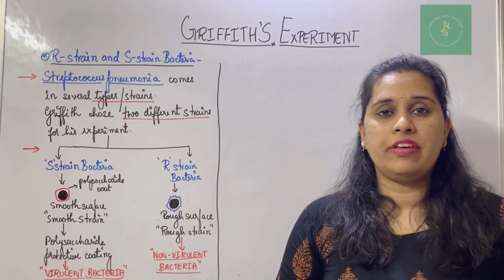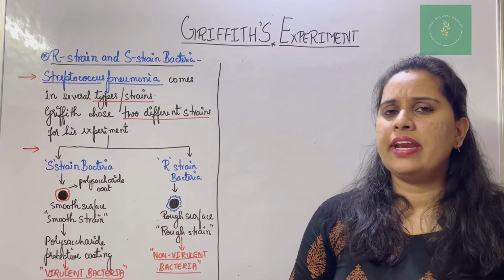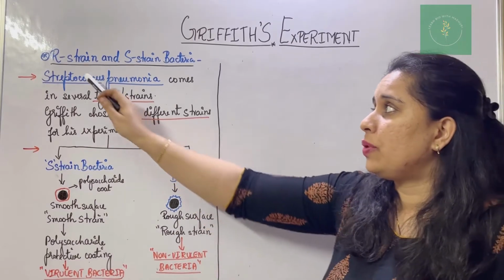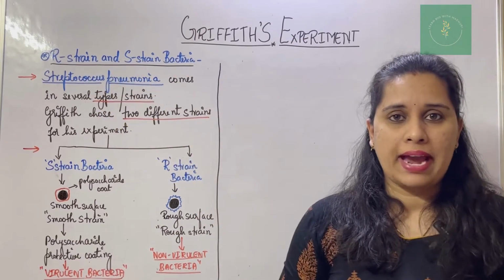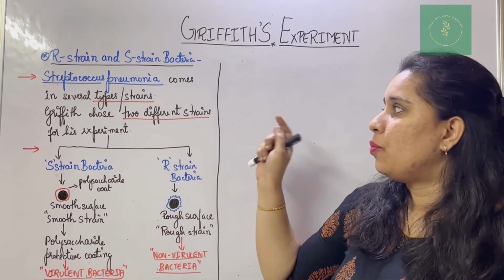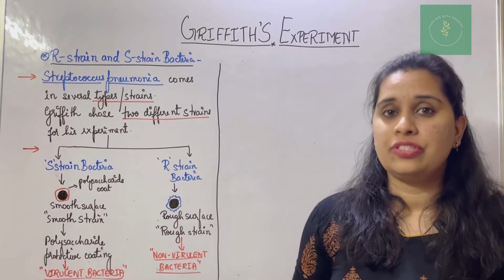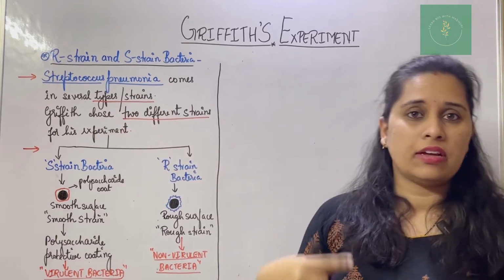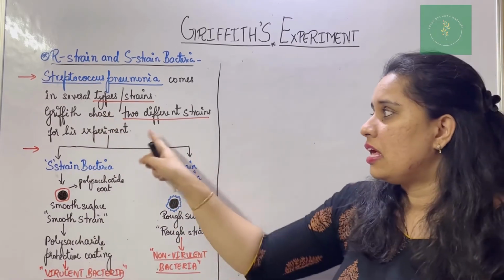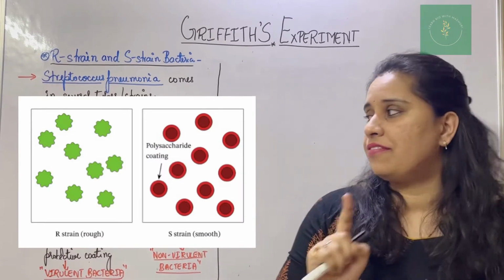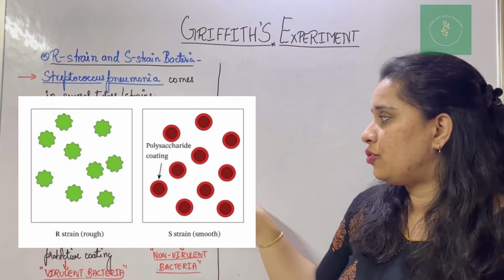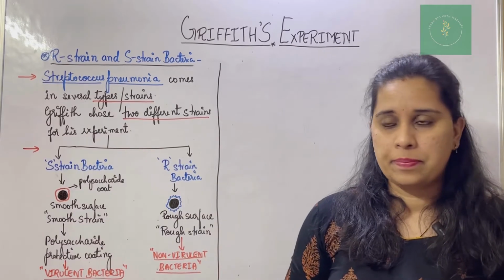Now let us learn about the Fredrick Griffith experiment. Fredrick Griffith had taken two different Streptococcus pneumonia strains, which were called R strain and S strain bacteria. Streptococcus pneumonia is a bacteria which comes in several types and strains. We can call it types or we can call it strains. Griffith chose two different strains for his experiment, and the first one was S strain bacteria. The second one was R strain bacteria, as you can see on the screen.